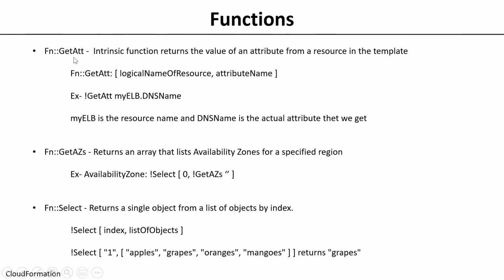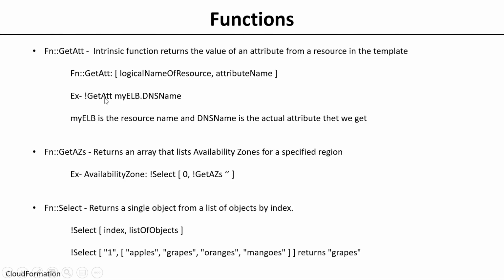So the first one is Get Attribute. Get Attribute will help you to fetch an attribute value from the resources that have been created. For example, we create an ELB out of this stack, and the ELB will return the DNS name. So if you want that DNS name of the ELB, then it's Get Attribute. And for any function that you are using, you can use either Fn::GetAtt, or in shortcut you can use it with the exclamation mark.